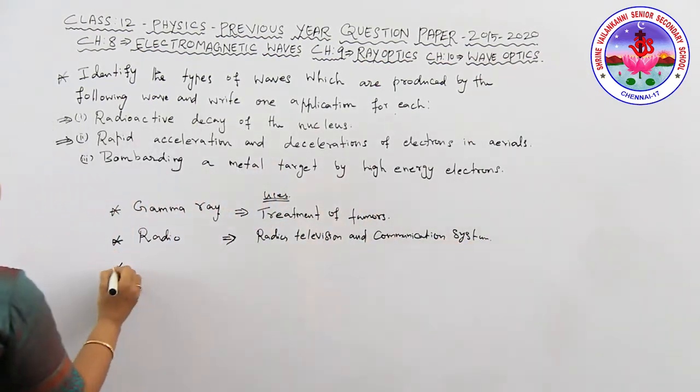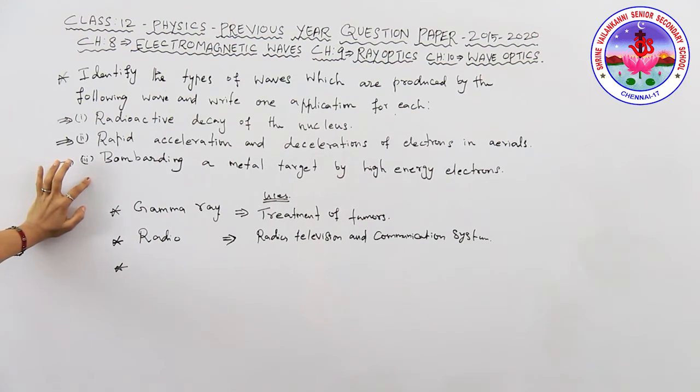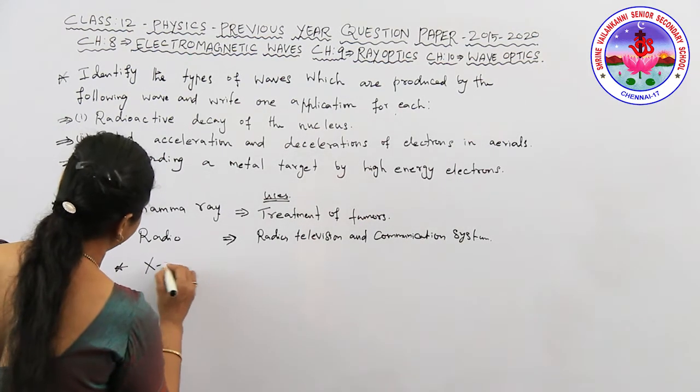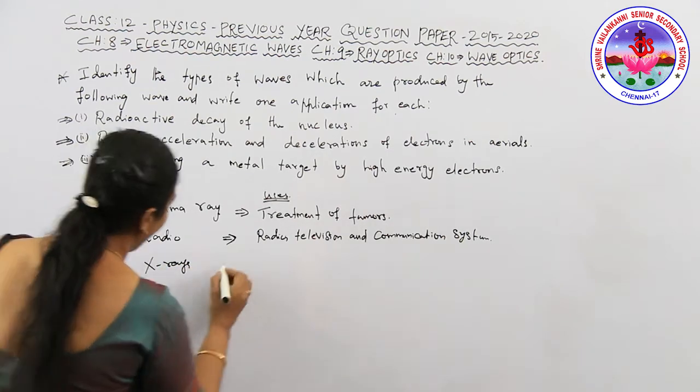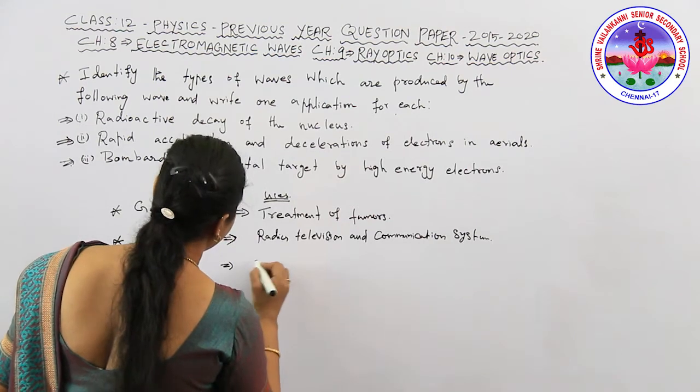Right. So the next one they have given is bombarding a metal target with high energy electrons. By bombarding the metal target, we know that very well, that is the X-ray. And it also helps to study crystallography or crystal growth.